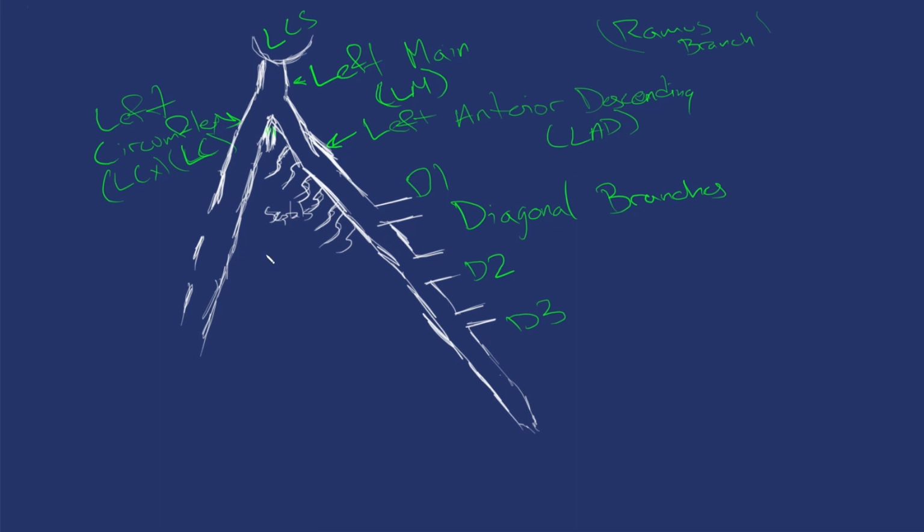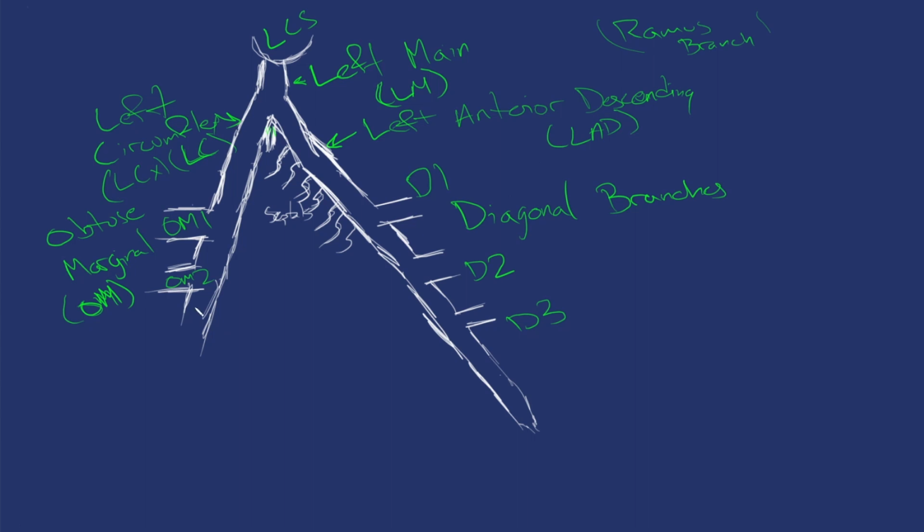And the other side, going back to the left circumflex, we have its branches that can come off like so. And those are going to be obtuse marginal branches, also called OMs. And they do the same thing. So we have D1, D2, D3. This one here, OM1, OM2, vice versa the whole way down.